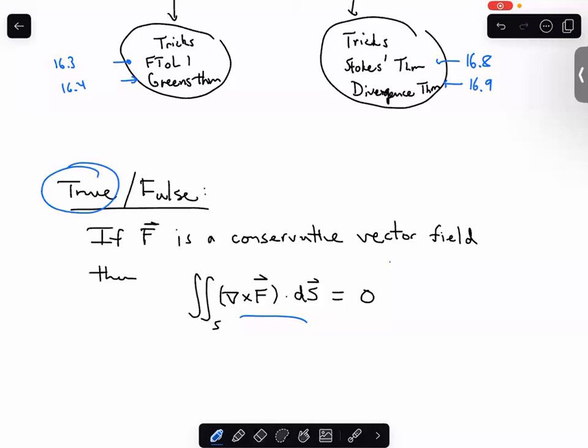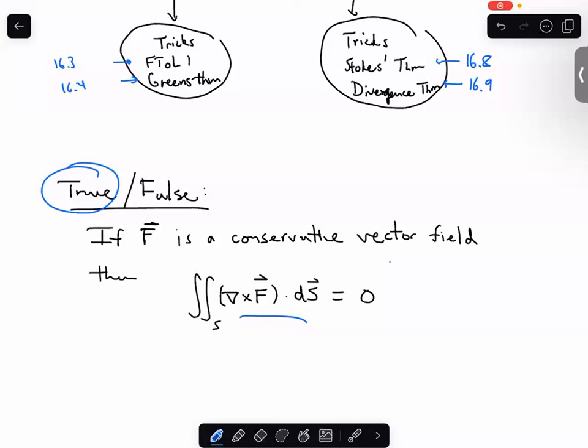Can someone tell me maybe the fastest way that you can quickly see that this must be zero? Anyone able to get it? Yeah?